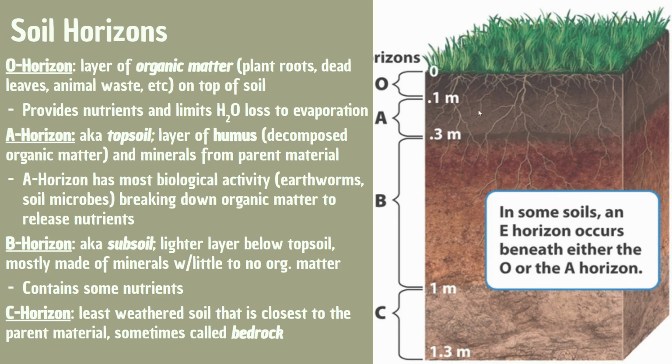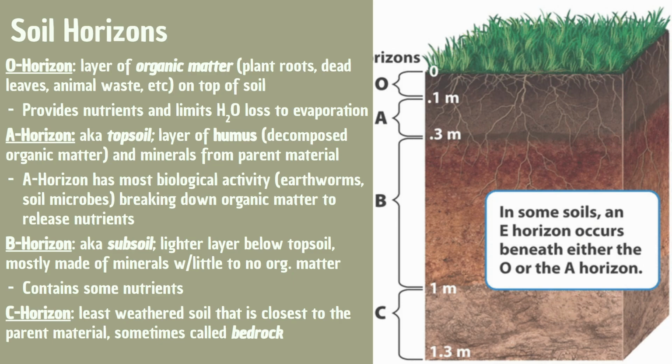Then we have the A horizon, sometimes known as the topsoil, and this is a layer largely of humus, which is decomposed organic matter that came from the O horizon layer, and then minerals that come from the parent material below. The A horizon is extremely important because it houses most of the biological activity. This means that most of the breakdown of organic matter will happen in the A horizon, which also means it's going to hold much of the nutrients of a soil.